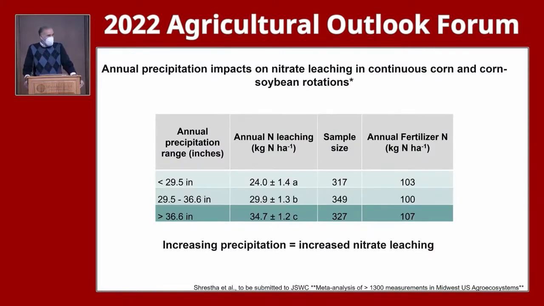And here are just some of the averages that we had worked up from that meta-analysis. It's grouping those 1,300 data points that were collected into different categories of precipitation: low, medium, and high. It shows a significant relationship that places that generally have, in years, higher amounts of precipitation generally have more leaching taking place for comparable amounts of fertilizer being applied to those cropping systems, these being continuous corn and corn-soy.